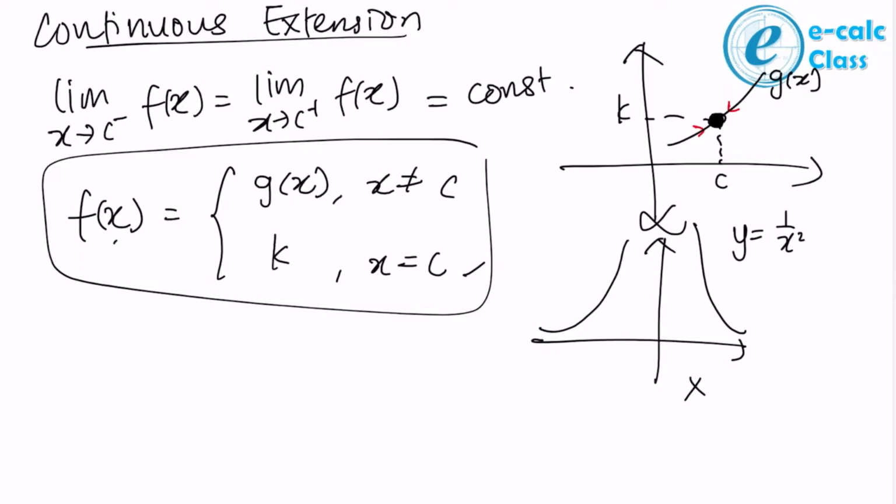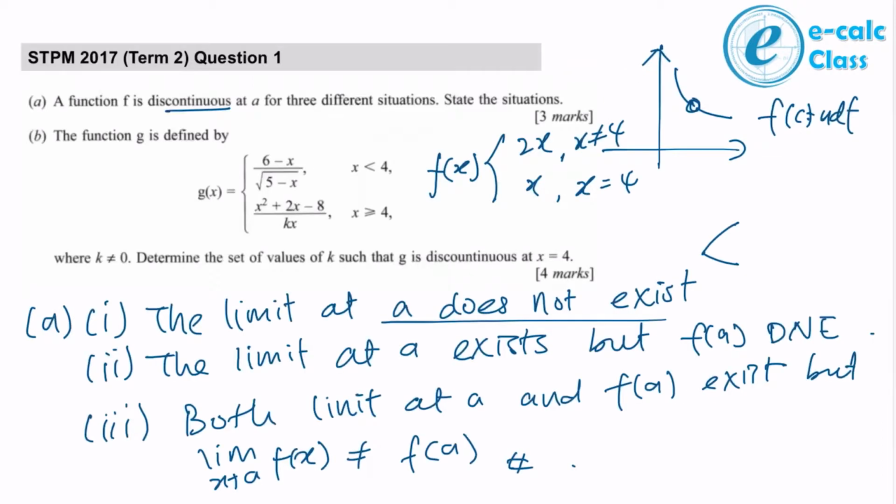Okay, so this is continuous extension, but not every graph can do this continuous extension. As I said, it must fulfill this condition: limit from the left and limit from the right equal to the same value, not infinity, not oscillation. Alright, so I think this is it, and we can come back to the question.